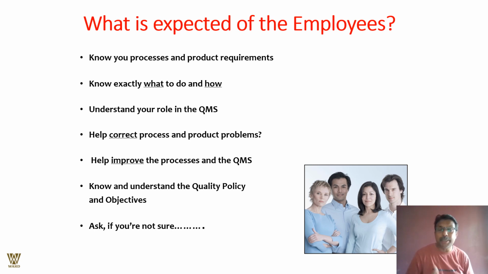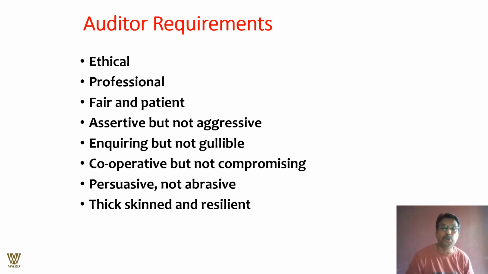The expectation from the employee is to know the process and the product requirements: what they are doing, what their job entails, and the requirements for doing such activities. Know exactly what to do and how to do it, understand your role in the QMS, quality management system, help correct process and product problems, help improve processes and the quality management system, and know and understand the quality policies and objectives. Ask questions the moment you are unsure. You have your supervisors and your manager at your disposal, and everybody is going to help you out.